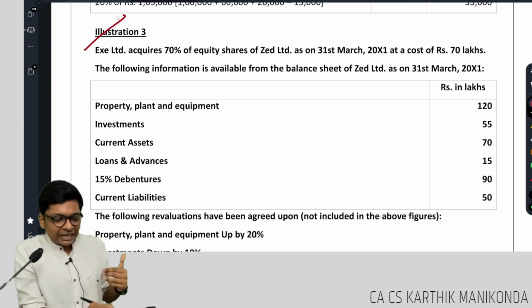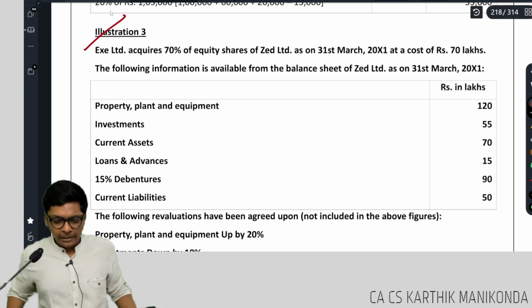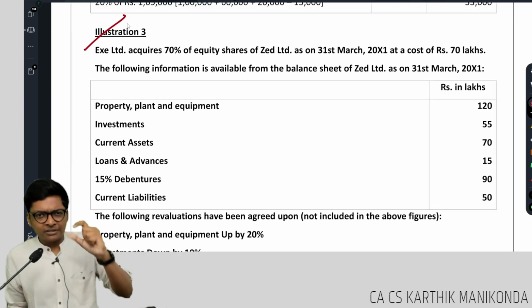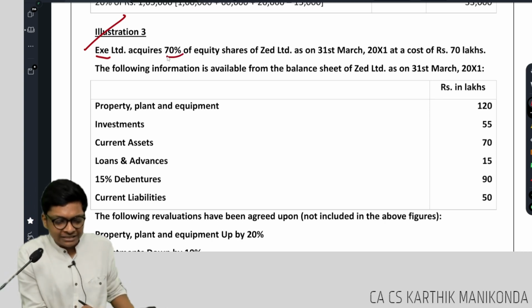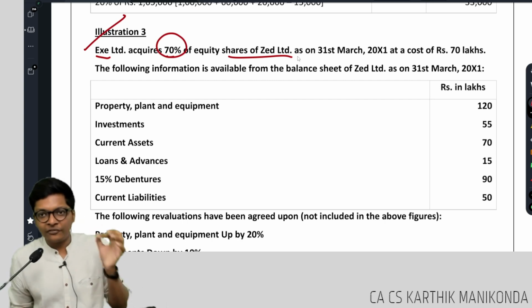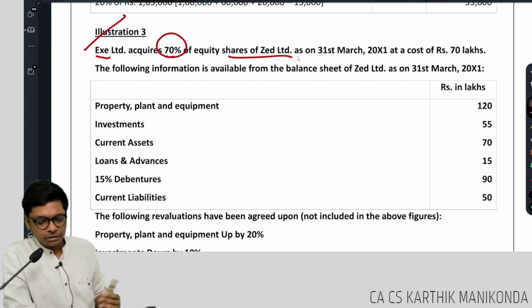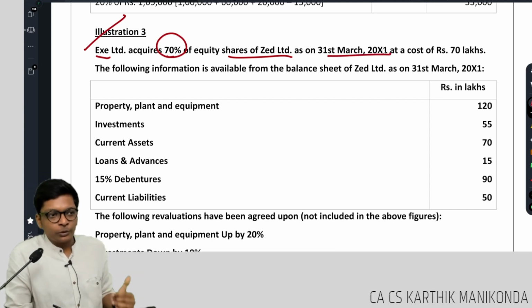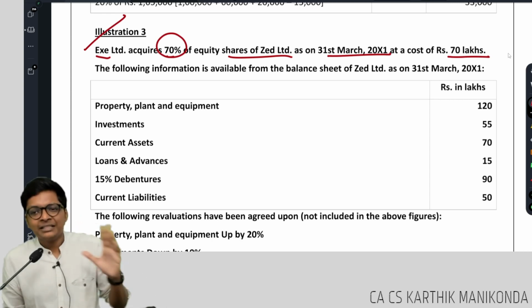I want you all to try illustration 3. Let's do the sum. I'll read the question. It's simple. This is now independent sums, 4 mark, 5 mark sums that can come in exam. X Limited acquires 70% equity shares of Z Limited. Who is the holding? X. Who is the subsidiary? Z. As of 31st March 2021, at a cost of 70 lakhs. Okay, that means cost of investment is 70 lakhs.